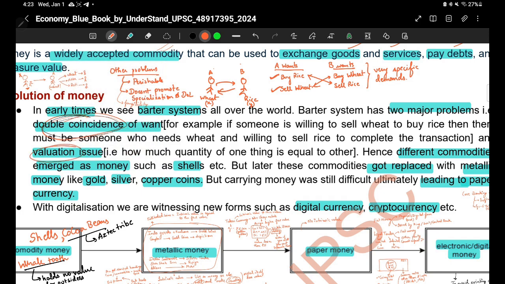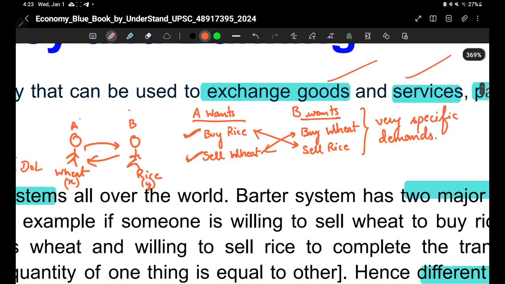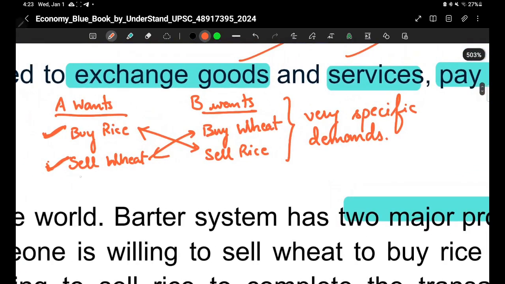Double coincidence of wants and valuation issue. What is this double coincidence of wants? Let's say A and B are there. A makes wheat and B makes rice. Now they have to sell. So what does A want? A wants to sell wheat, right? And what does B want? He wants to sell rice.